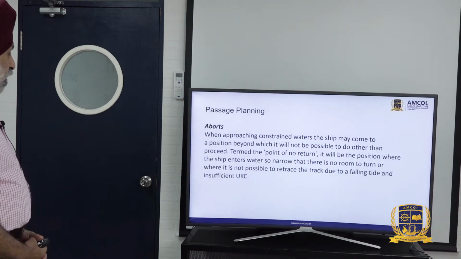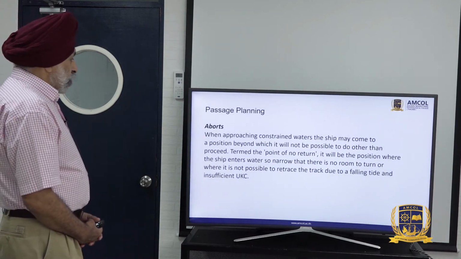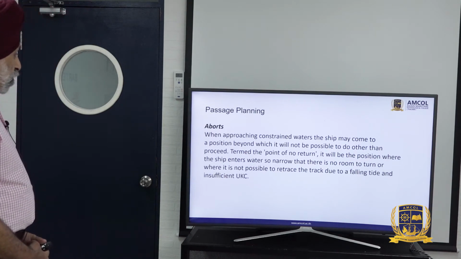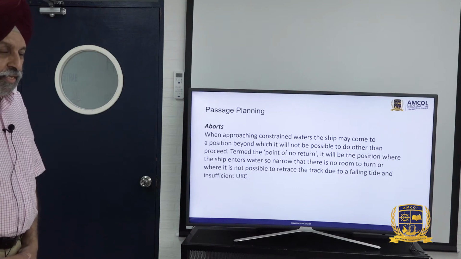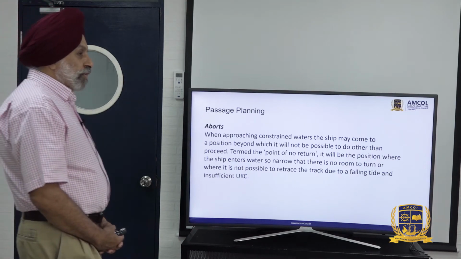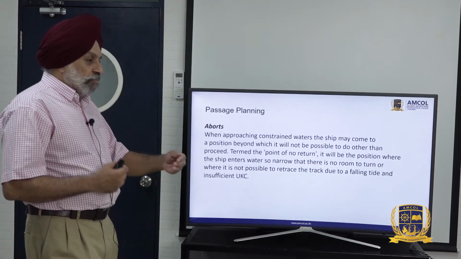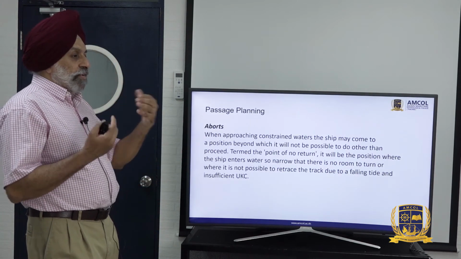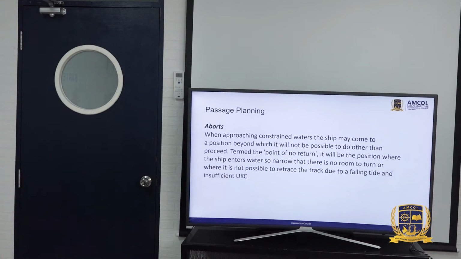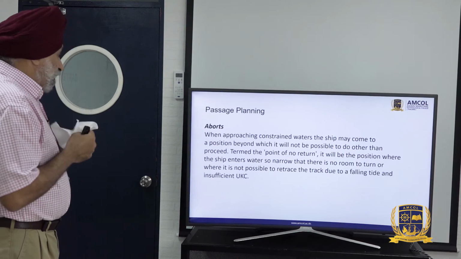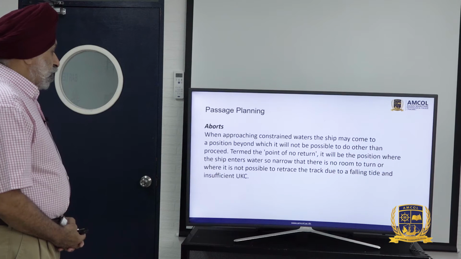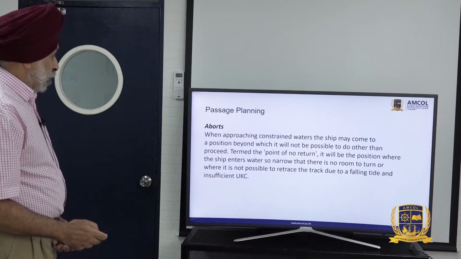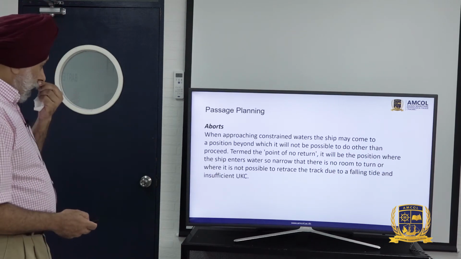When approaching, as it said in the slide, when approaching constrained water, the ship may come to a position beyond which it will not be possible to do other than proceed. Sometimes we also call it point of no return. That means after this point, you have to proceed come what may. Even if the tugs are there or not there, you will have to proceed. The term point of no return will be the position where the ship enters water so narrow there is no room to turn or retrack. So very simple, as I explained to you.